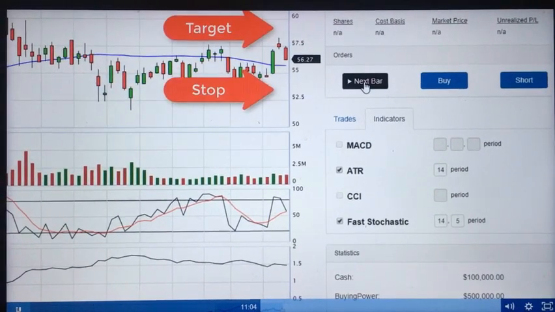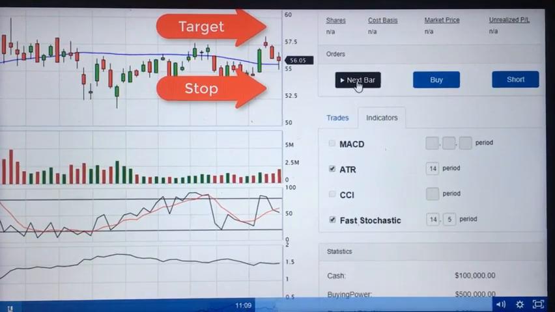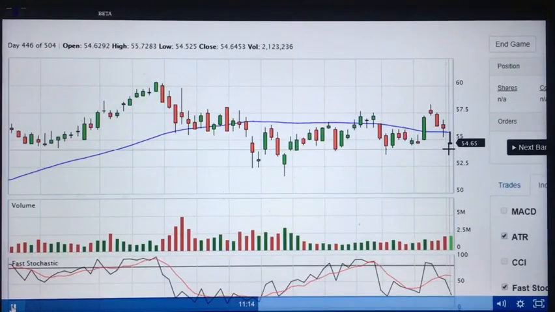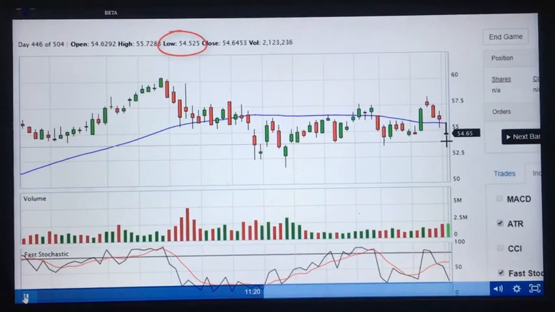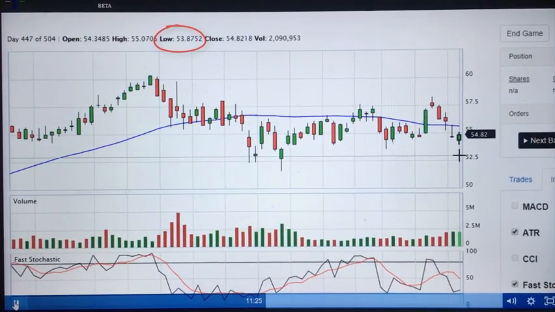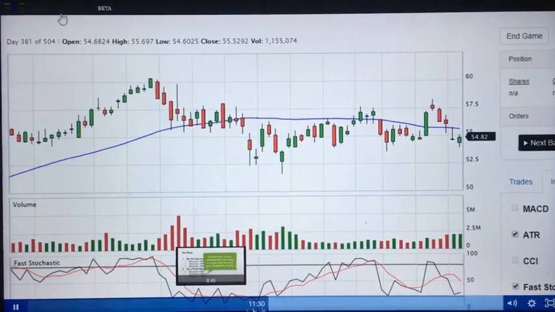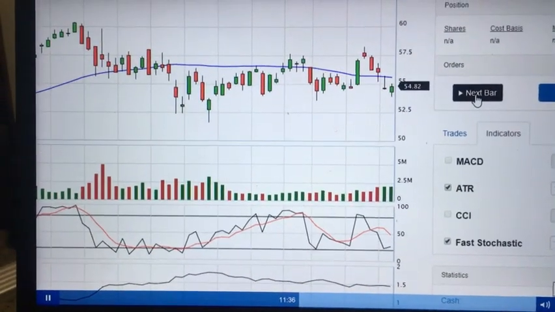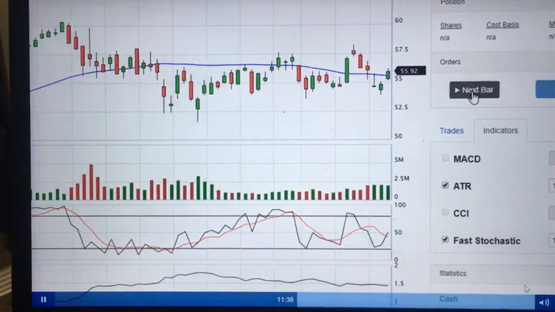Click on next bar, and if we see that it comes down and hits one or the other, then we know what the result of our trade is. In this case, we started off going down low, and we're almost there, 54.17. I'm going to roll over and look at the low price, see if it's below 54.17. It's 54.52, still got a little ways to go. And low is 53.18. So I didn't luck out, I got stopped out of that trade. So I record that in the spreadsheet, and I move on to the next trade.